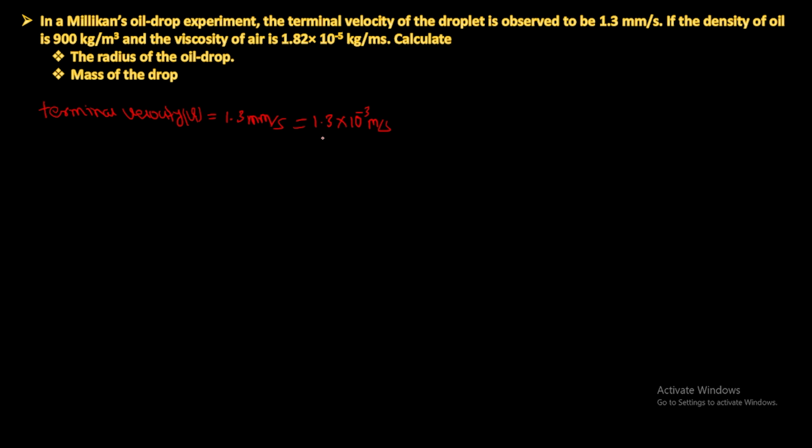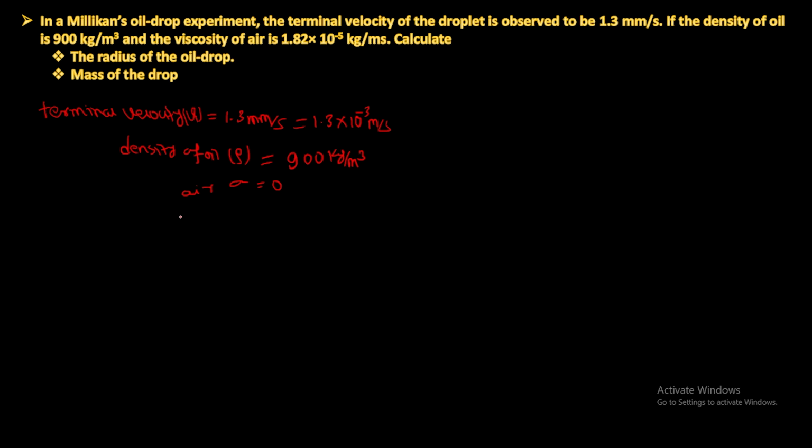According to the question, the density of the oil is 900 kg per meter cube. Density of oil is also given here, represented by rho equals 900 kg per meter cube. This is the density of oil, and density of air is not mentioned here, so we have to neglect it. That means sigma equals 0, the density of air.